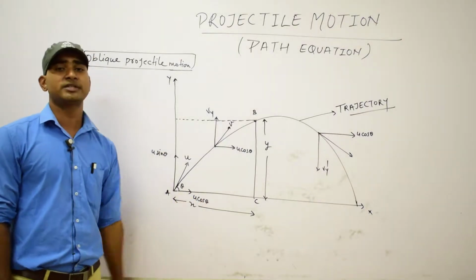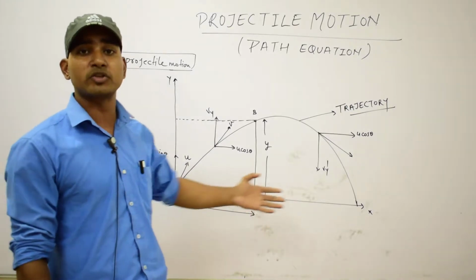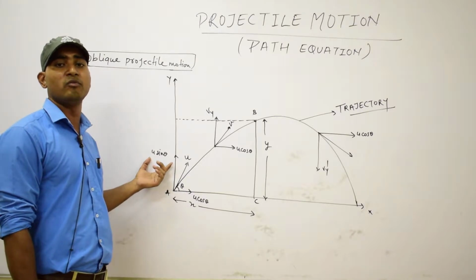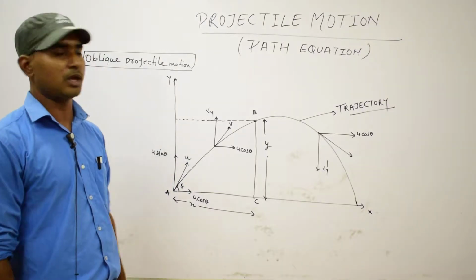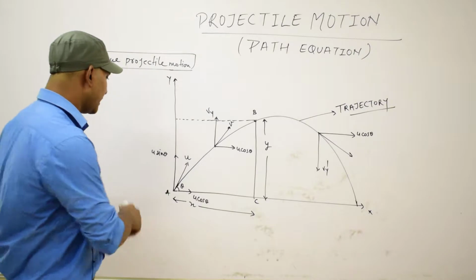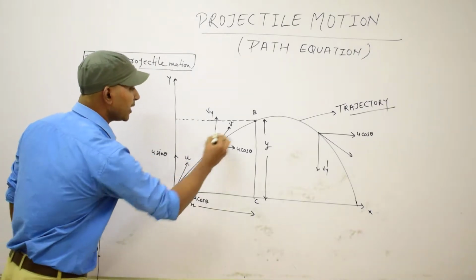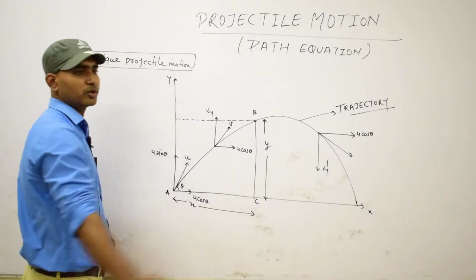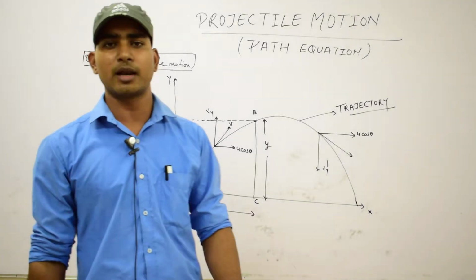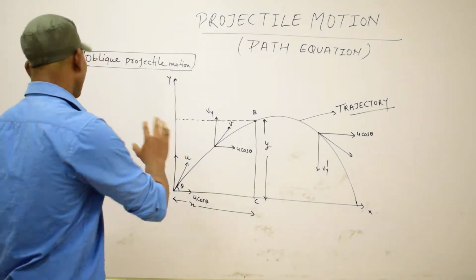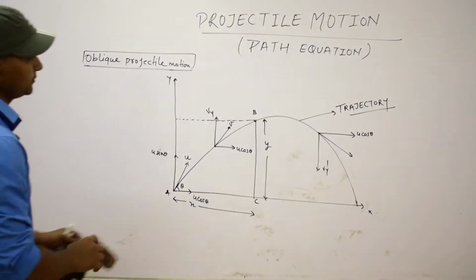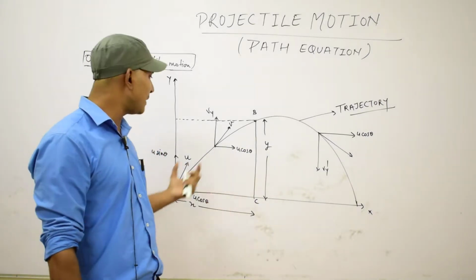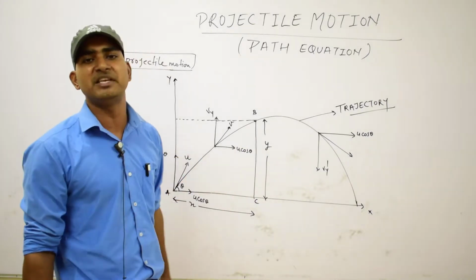This u cos theta assists the body to move in the horizontal direction, and with the help of u sin theta the body moves in an upward direction. So at any point on the path there are two components of the velocity, one horizontal and one vertical. For the derivation of the path equation of this projectile motion, I am taking a particular segment ABC.